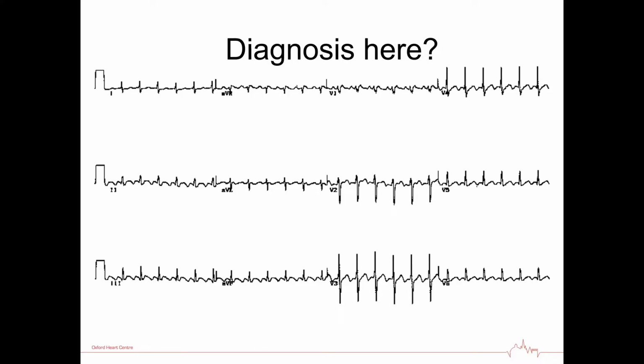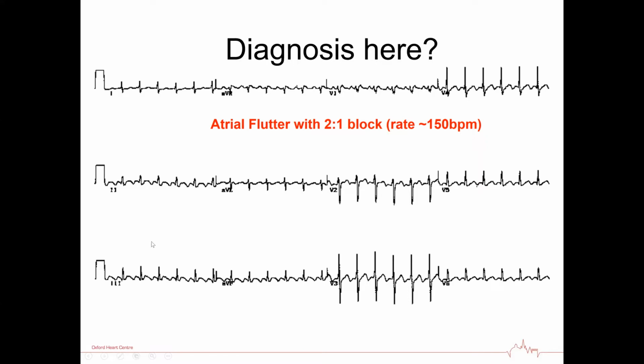Let's have a look at a couple more ECGs. So let's take our stepwise approach. Is it slow or fast? It's fast. It's going at about 150 or 160. Is it regular or irregular? It's regular. Is the QRS narrow or broad? It's narrow. So I've told you the answer there because there are these flutter waves down here.